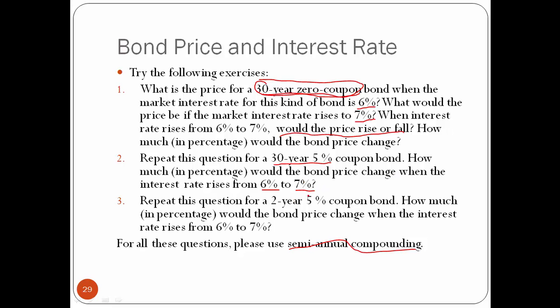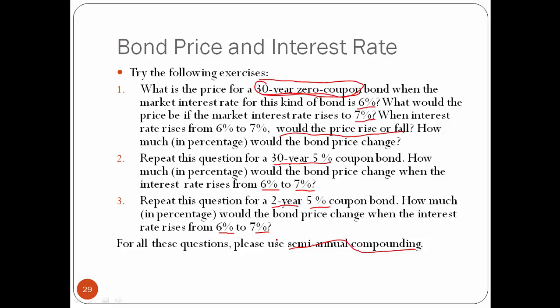And then let's repeat this question, but now for a 2-year 5% coupon bond. If you compare question number 2 and number 3, you realize now both bonds are 5% coupon bonds, but one has a pretty long maturity of 30 years and one has a pretty short maturity of 2 years. So again, you are pretty much doing the same thing. You are trying to find the price of this bond when the interest rate, or say the discount rate, is 6%, and then you change the discount rate to 7%. You try to find out whether the new price is an increase or decrease from the old price.